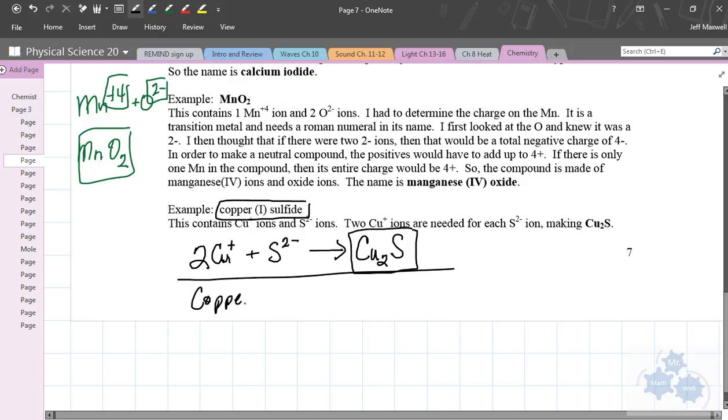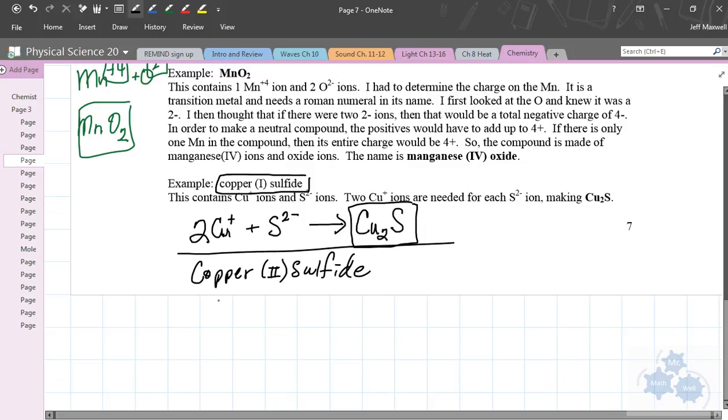Well, that's what I'm going to do right now, actually. Copper 2 sulfide. So this is an actual compound as well. And what would the formula be for copper 2 sulfide? Any guesses?